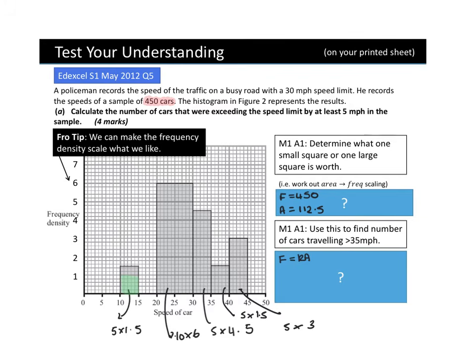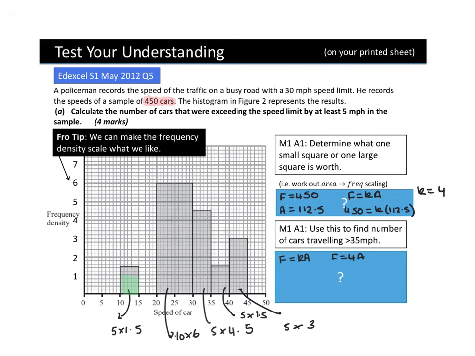So we know that our frequency equals our K times our area. So 450 equals K times 112.5. So to find K, we're going to divide, and that means our K is actually equal to 4. So our formula is frequency equals 4 lots of our area.